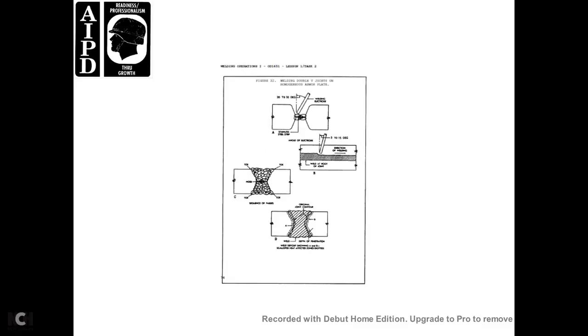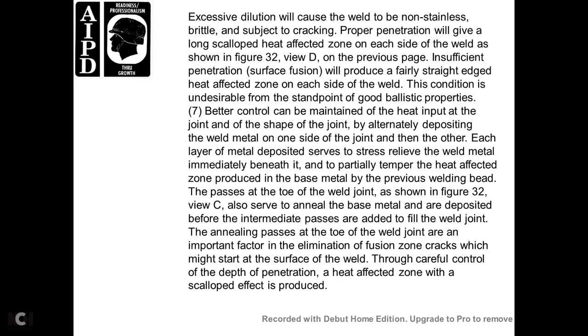Figure 32 shows the welding of double V joints on homogeneous armor plates. Excessive dilution will cause the weld to be non-stainless steel, brittle, and subject to cracking. Improper penetration will give a long scallop in the heat affected zone on each side of the weld, shown in figure 32. Insufficient penetration of surface fusion will provide a fairly straight edge for the heat affected zone on each side of the weld. This condition is undesirable from the standpoint of good ballistic properties.